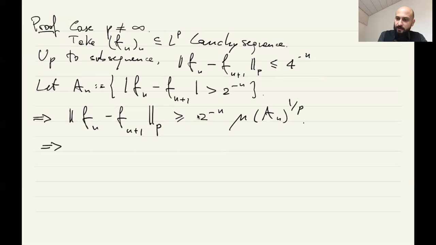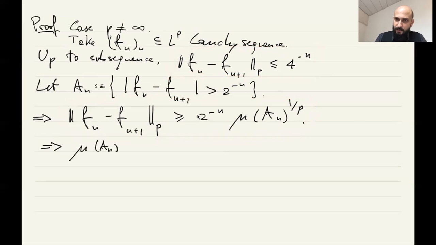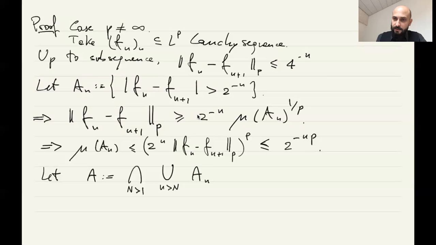Okay, which means that now, since we have this bound, together with this, we can say that the measure of A_n is less than 2 to the n times the p norm of f_n minus f_{n+1} to the p power, and putting in the first bound, we get that this is less than 2 to the minus np. Okay, so now let's consider the set A to be the intersection over all natural N of the union over n greater than N of A_n, which means these are the points that are in infinitely many A_n.